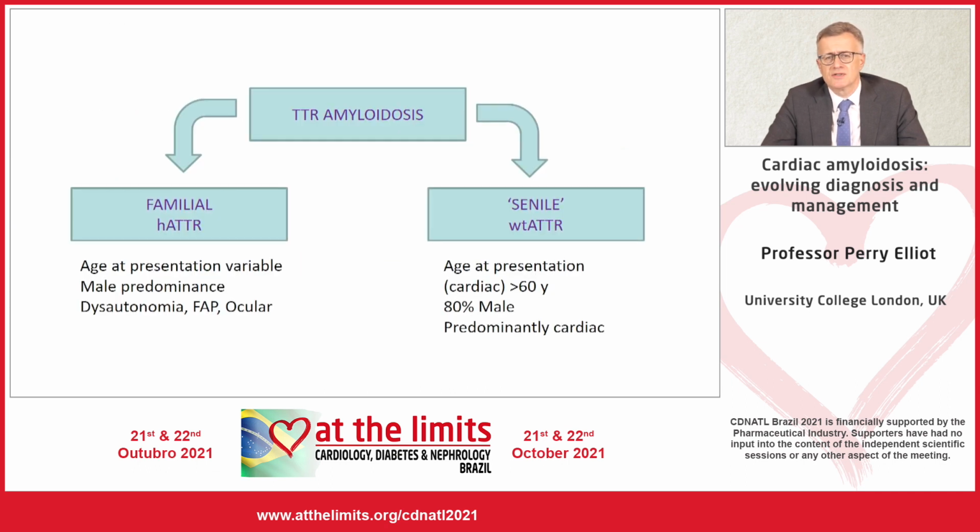To the cardiologist, amyloidosis may present in the familial form, and in this instance, the age of presentation can be quite variable, but nevertheless, there is still a male predominance, and patients may have other neurological manifestations, such as dysautonomia, as well as ocular manifestations and peripheral neuropathy. Much more commonly, we see what we used to call the senile form, or what we now term wild-type TTR amyloidosis, which is largely a disease of individuals over the age of 60, again with a significant male predominance, and this is largely cardiac except for presentation with carpal tunnel syndrome and less commonly biceps tendon rupture.